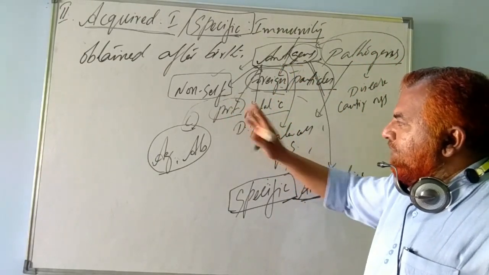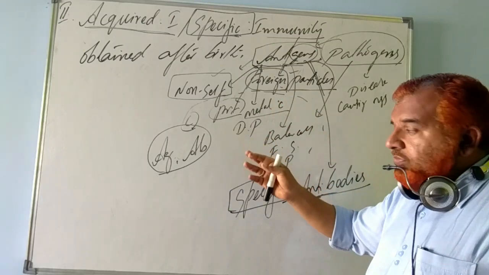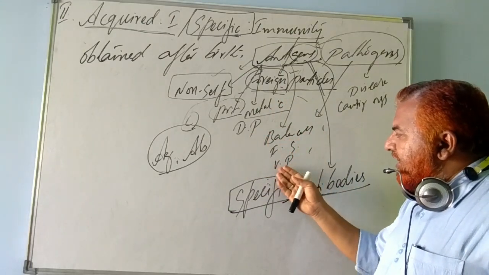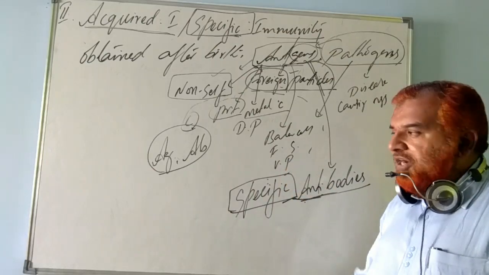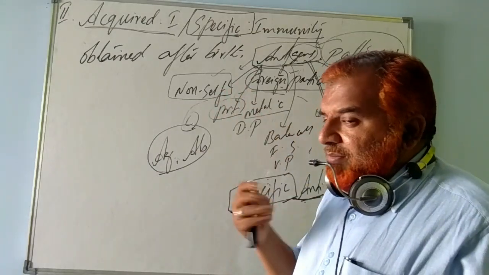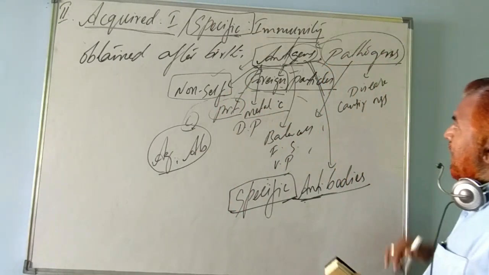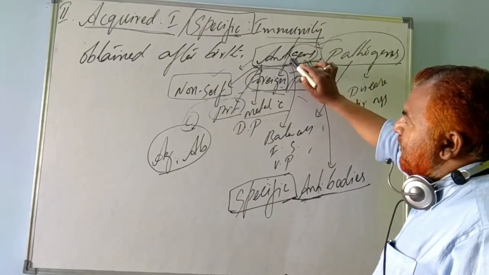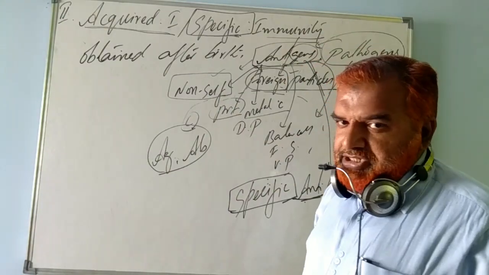As examples of antigens, it can be a protein, a metal compound, a bacterial cell, a fungal spore, a viral particle, a dust particle, any carbohydrate, or any mineral compound. Now, pathogens, the disease-causing organisms, are also a type of antigen.